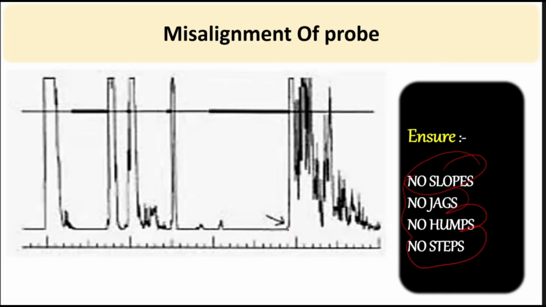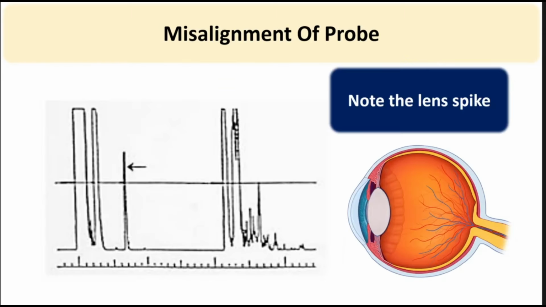Over here, you can see that this retinal spike is slightly sloping, and therefore this indicates that your alignment of the probe is not correct. There's some misalignment. So you need to take another reading by proper placement of the probe.